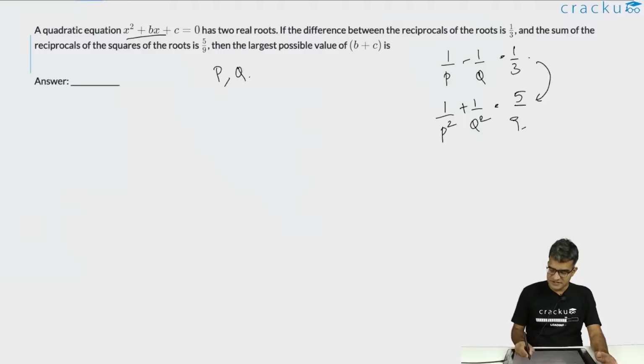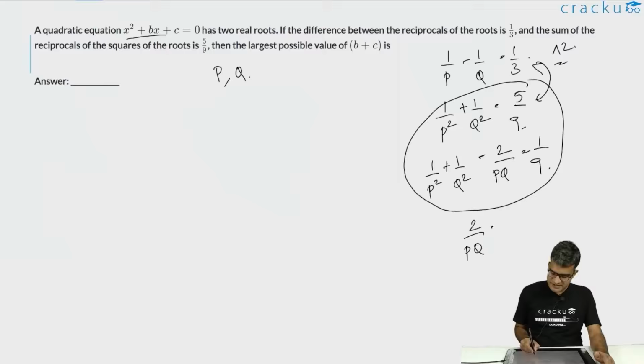Looking at these two equations, if you square the first equation, what are you going to get? We are going to get 1 by p square plus 1 by q square minus 2 by pq is equal to 1 by 9. So using these two equations, we can calculate that the value of 2 by pq is equal to 4 by 9, or the value of pq is equal to 9 by 2.